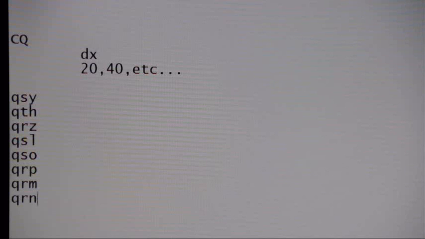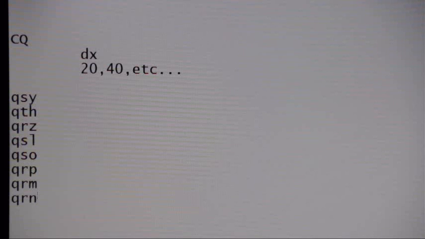Now, the next one, QTH. QTH means location. If I was on the air and somebody asked me what my QTH was, I would tell them, well, I'm in Gig Harbor, Washington. Or perhaps I would use it as a question and say, what's your QTH? And that would be translated as, what's your location?